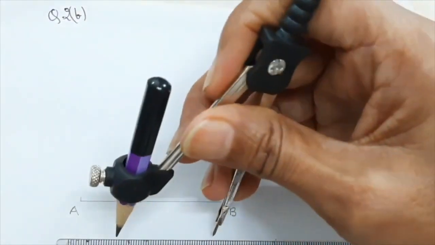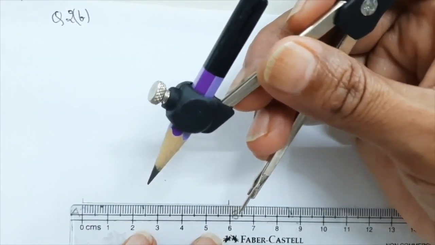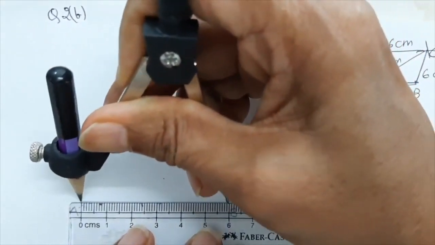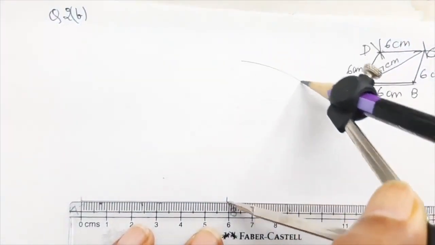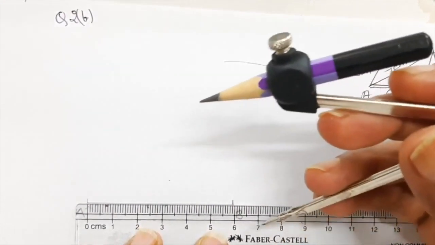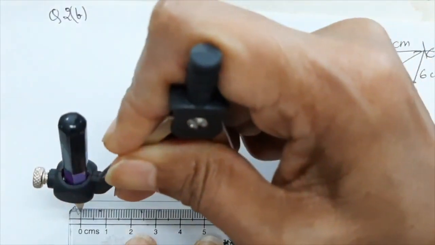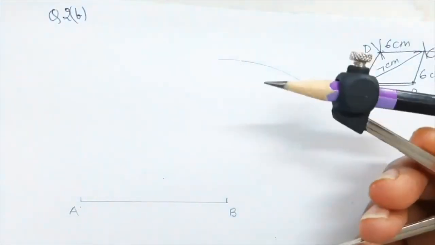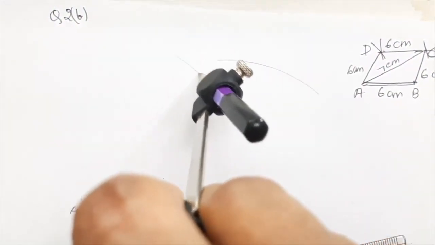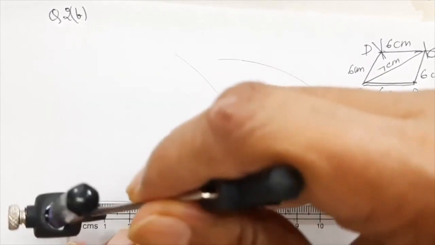That is just 6 centimeters. Now we will take the radius equal to, let's check this, is it 6? Okay, so we've taken 6 centimeters as the side. Now we will take 7 centimeters as the radius. There it is 7, and now keep the point of compass at A and draw an intersecting arc. So you see, I should have taken a longer arc.